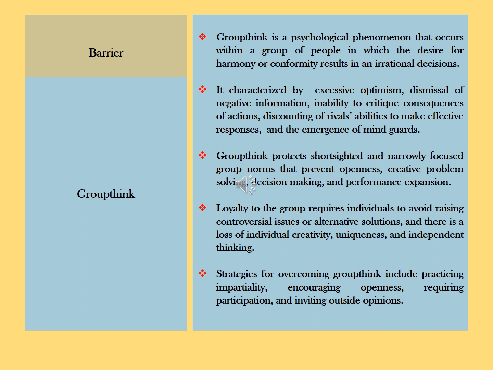Groupthink is characterized by excessive optimism, dismissal of negative information, inability to critique consequences of actions, discounting a rival's abilities to make effective responses, as well as the emergence of mind guards. Groupthink protects short-sighted and narrowly focused group norms, which prevent openness, creative problem-solving, decision-making, and even performance expansion.